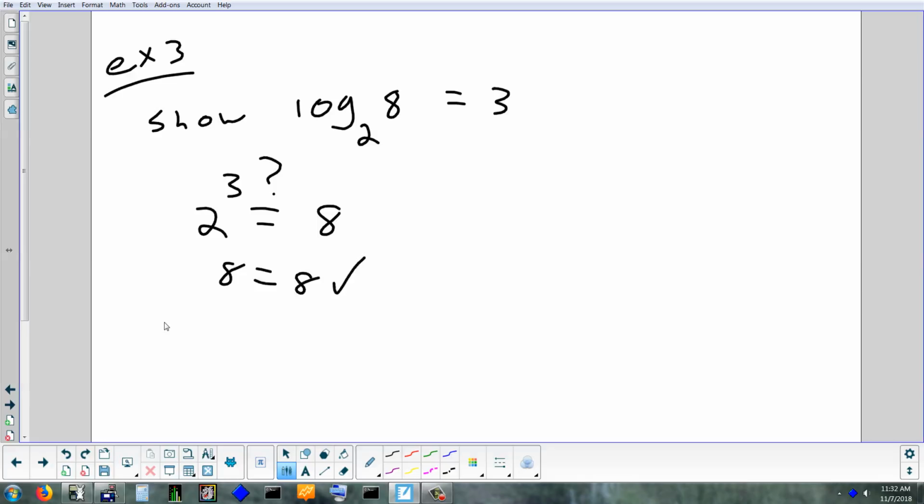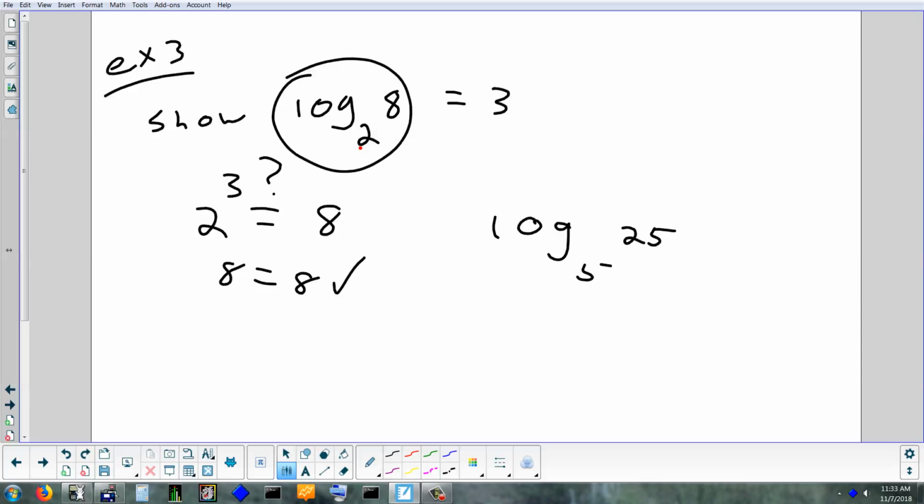So that might give you a little bit more idea about how logs work. When you see something like this, it's basically saying 2 to what power would give you 8. Right? So if I wrote something like that, that's asking, if you wanted to simplify that in your head, which you can do, it's saying 5 to what power is 25? So the answer there would be 2.